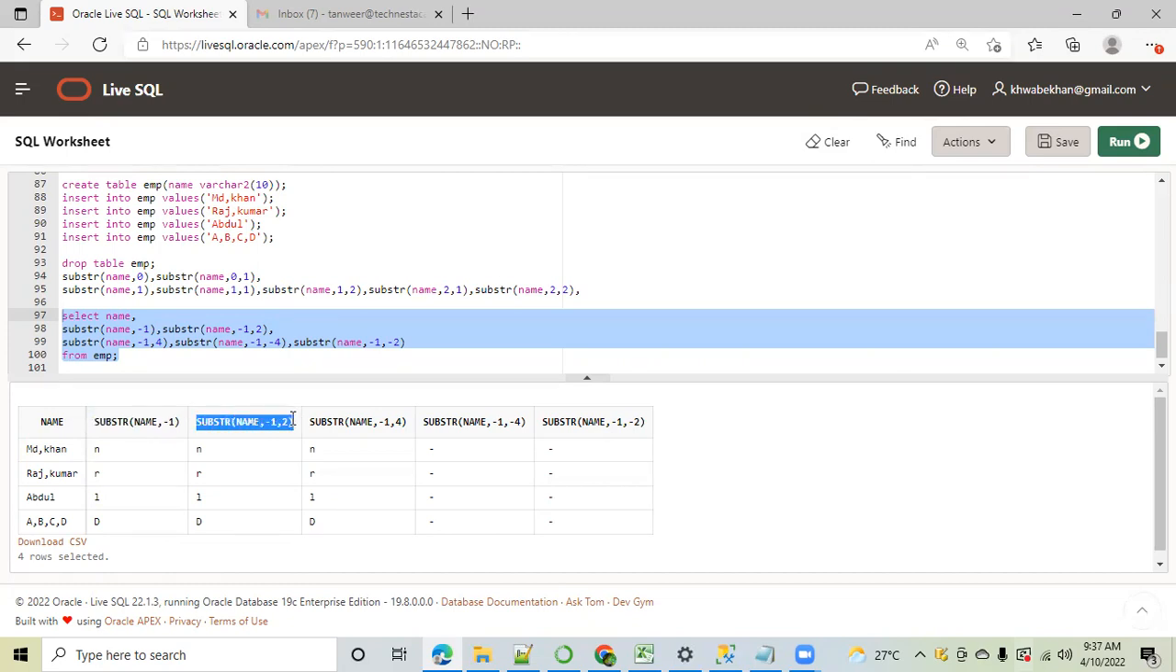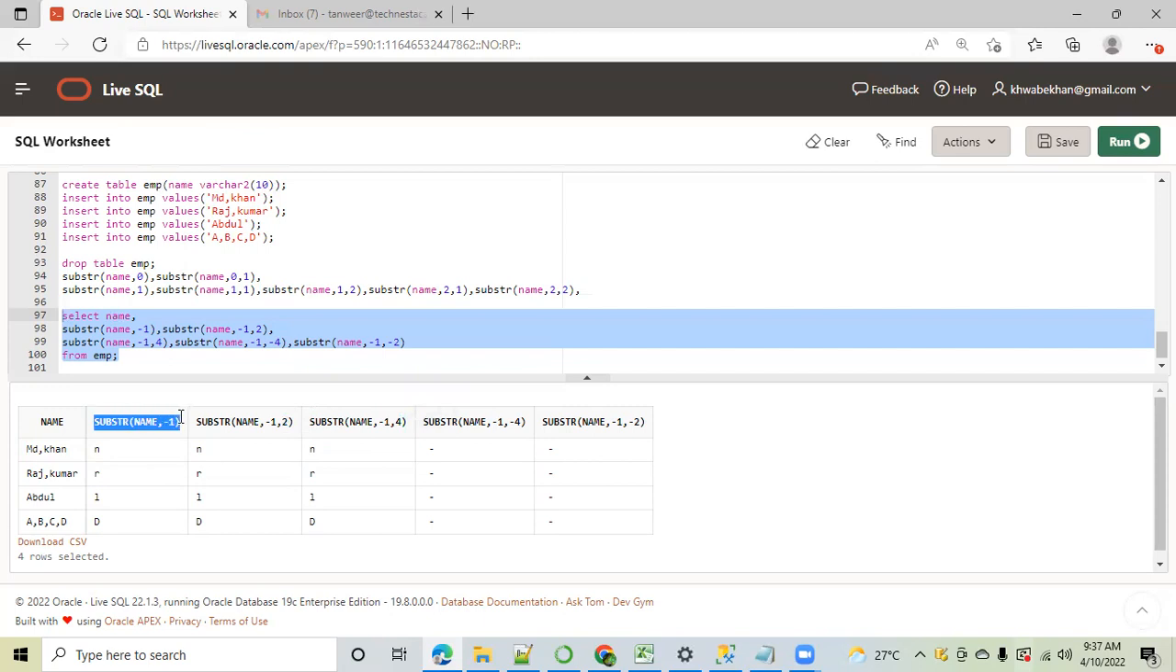Name -1, 2 or name -1, 4. First of all, tell me, is the output the same or not? Yes, the output is the same. So what we understood from here is that if you're using -1 with any positive argument, whether it is 2, 4, or any other value, that will still give you the last character of that particular column name. It means this positive argument is not having any impact. Is this clear?